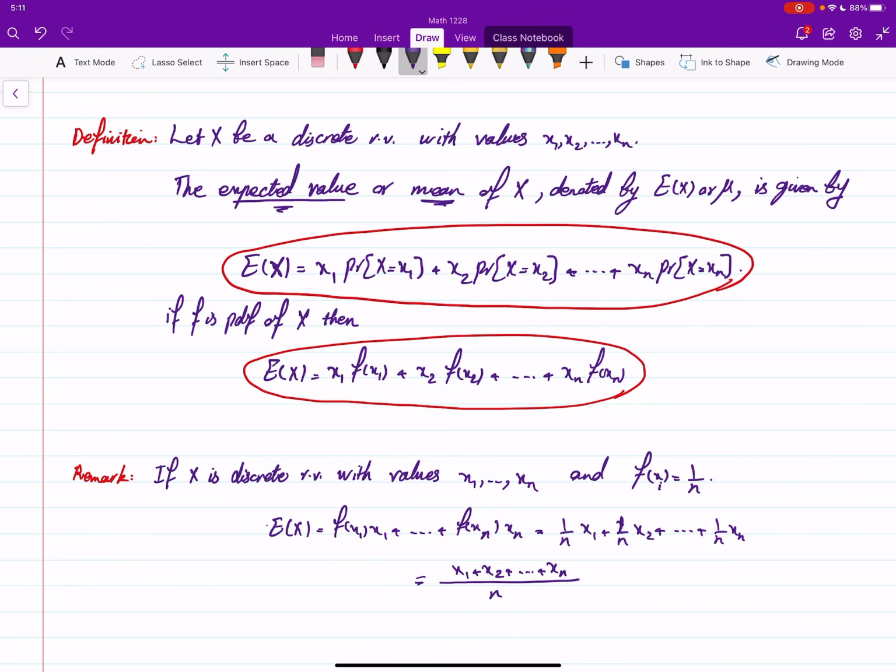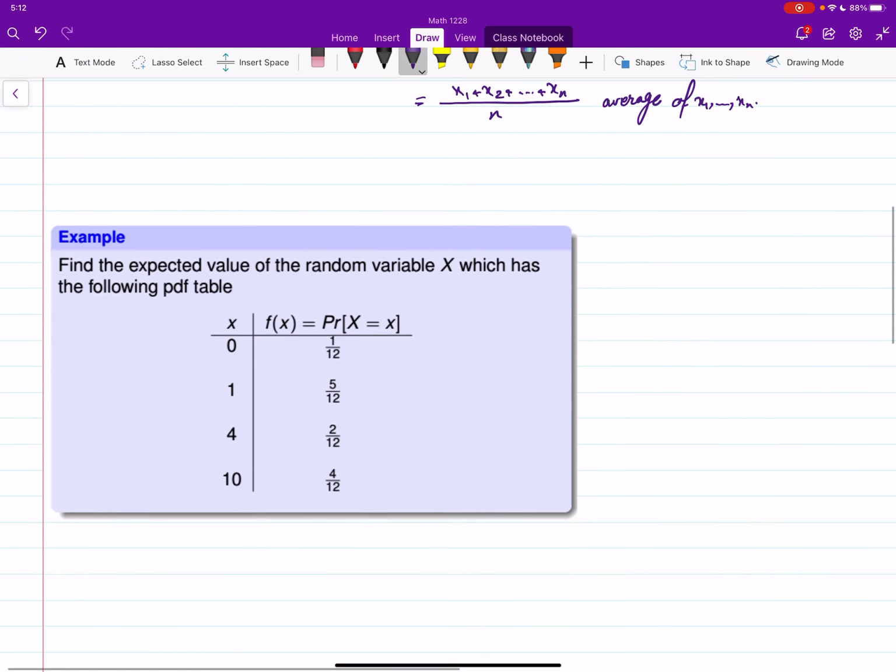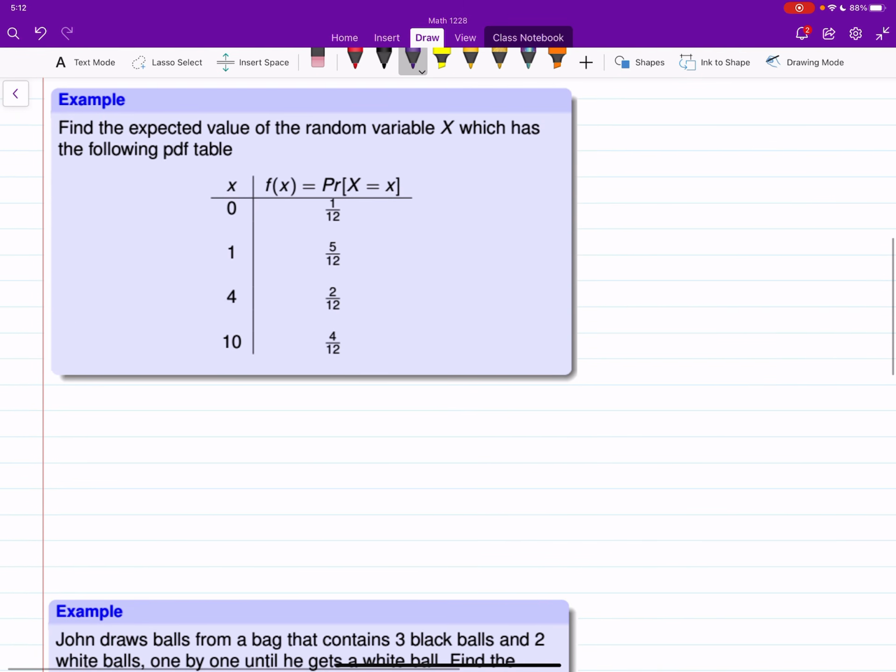So this expected value or mean is not something new. You have been working with this in the special case when the weights, or the probabilities of all the values, are equal. Just keep the relation between these two in mind, so that maybe it makes it a little bit easier for you to work with. Well, let's do some examples now.